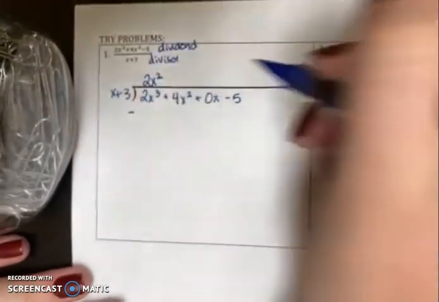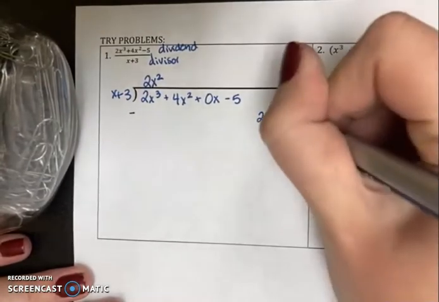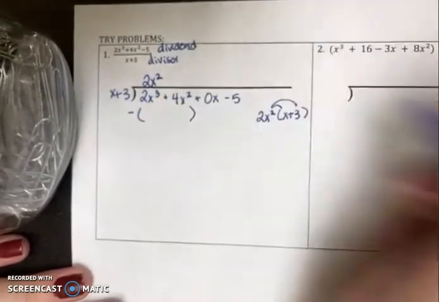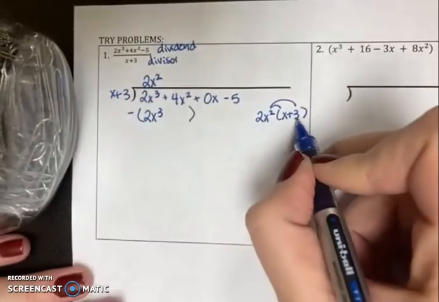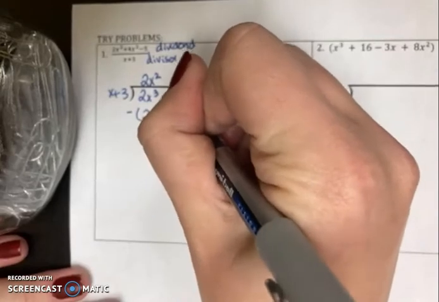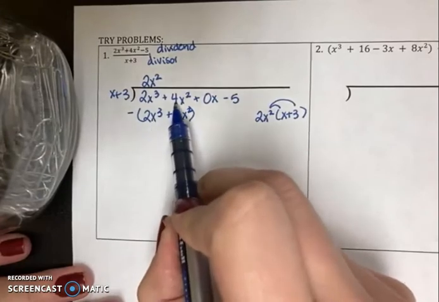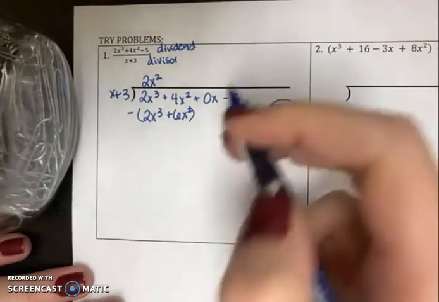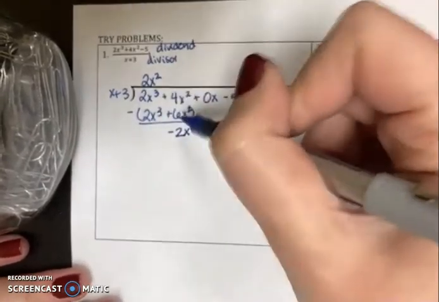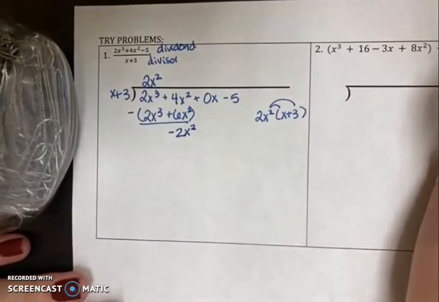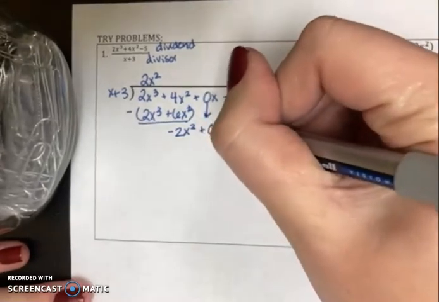So we would subtract 2x squared times x plus 3, and that would be equivalent to 2x squared times x is 2x cubed. 2x squared times 3 is a positive 6x squared. Remember, we are subtracting, so these cancel out, and then I have a 4 minus 6, giving me a negative 2x squared. Again, if it helps to go back and change all these signs, that's perfectly fine. And now I need to bring down that 0x.